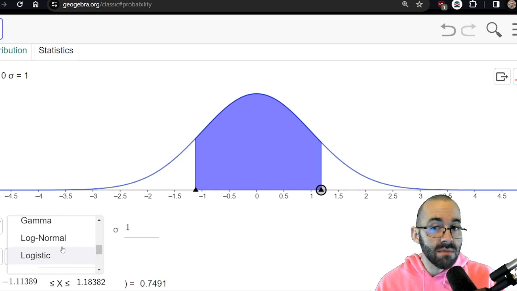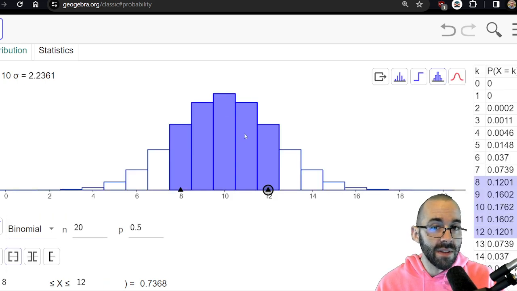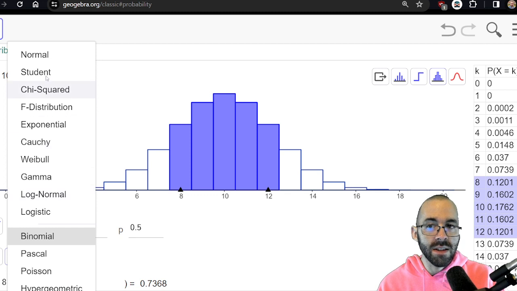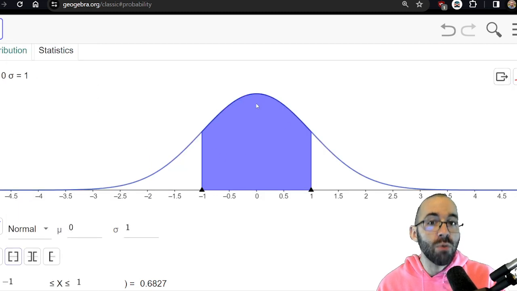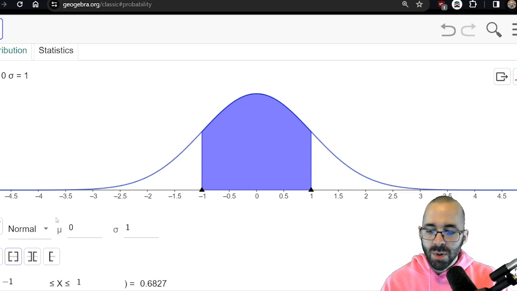We had discrete in the last unit. That looked like this. These were discrete. You can see specific values: here's the probability for 10, here's the probability for 11. Whereas continuous, well, there's everything in between. And we can use GeoGebra's calculator to help us out with those calculations.